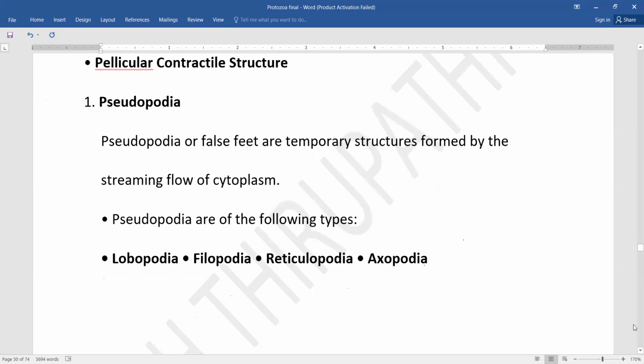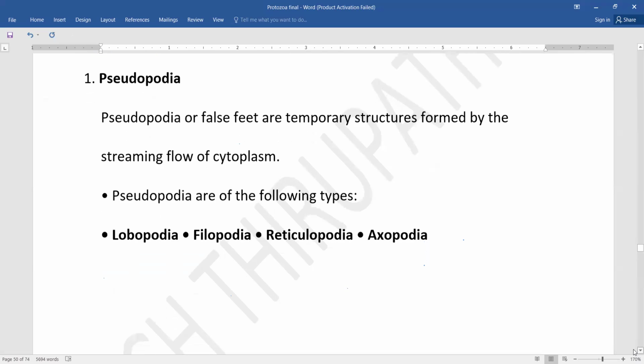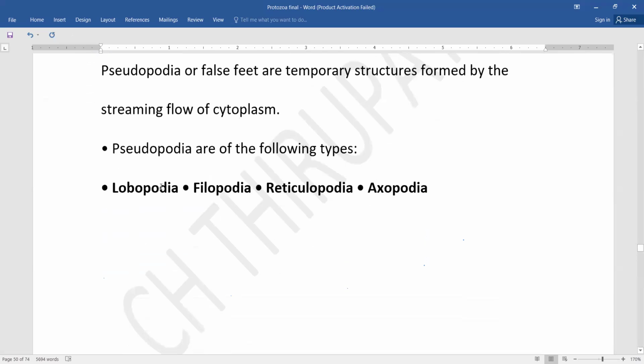So there are different kinds of pseudopodia. Lobopodia, finger-like; filopodia, thread-like; reticulopodia, network-like; or myxopodia, mixed one; axopodia, rod-like or ray-like.